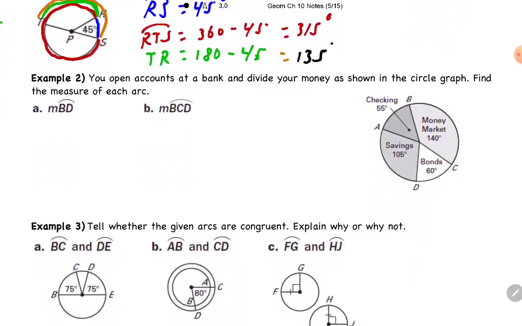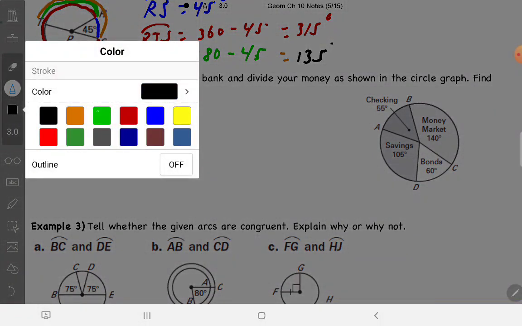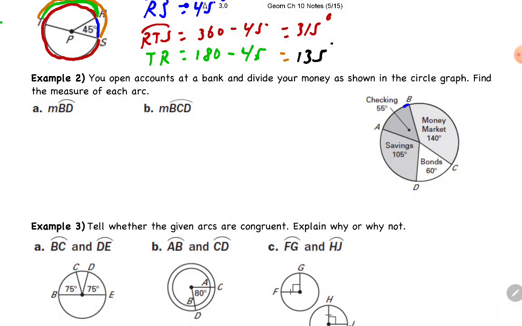Okay, example 2. You open accounts at a bank and divide your money as shown in the circle graph. Find the measure of each arc. Measure of arc BD. If they tell you just 2 letters, they always want you to pick the quickest route, unless they say major. Then you take the longest route.